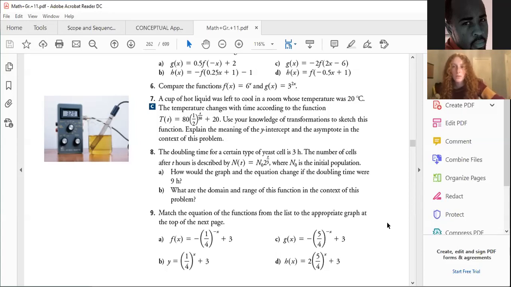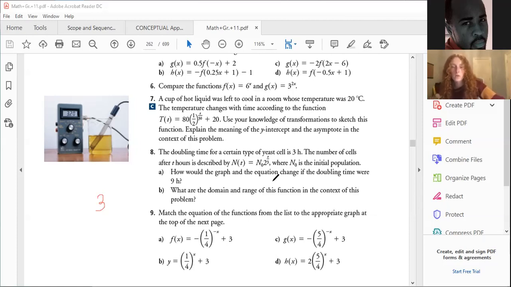But what we're saying is that R, the doubling, any amount you're increasing by, the scale factor, that will be what your base is. So if you're increasing by a factor of 3, your base is going to be 3. So how would the graph of the equation change if the doubling time were 9 hours?